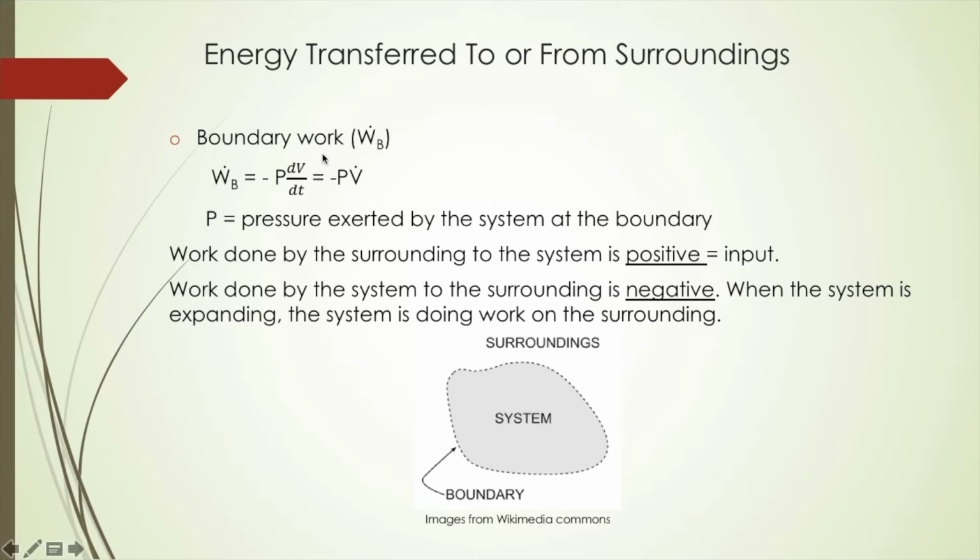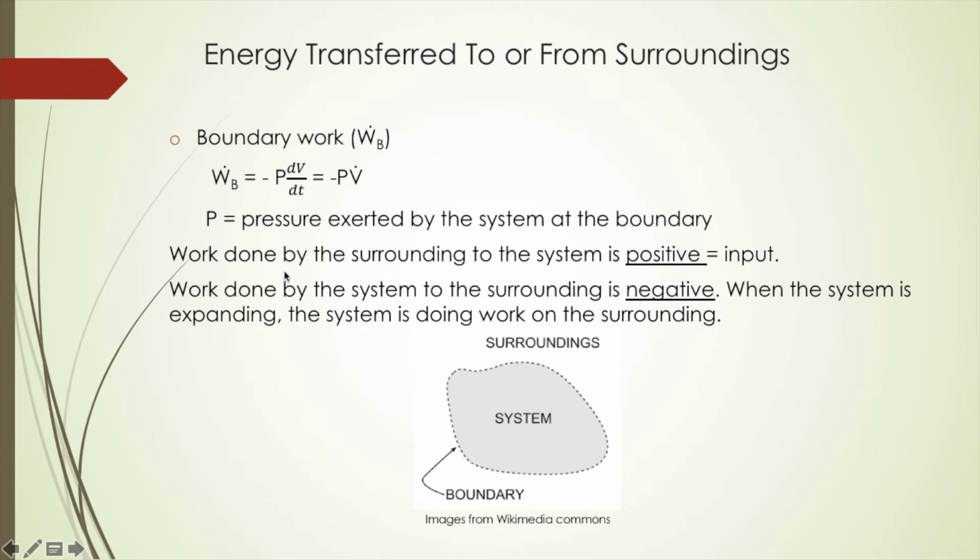Then area times distance is volume. Then we can describe boundary work as PdV. Because we have said many times that work done by the system is negative, let's put a negative sign in front in this equation to keep it consistent. In this way, when the system is expanding, dV is positive. Positive times negative is negative, because work done by the system on the surrounding is negative: dV is positive and negative work is negative.